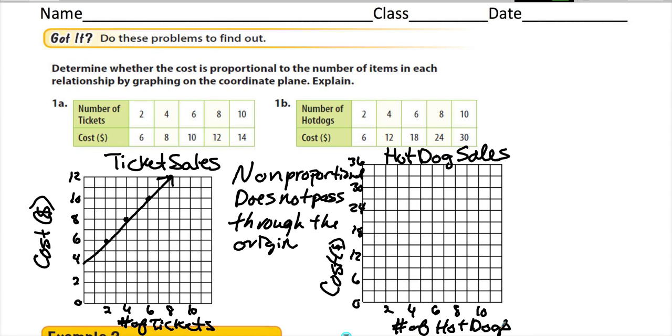So we have 2, 6, 4, 12, 6, 18, 8, 24, and 10, 30. There we go. All right, so we need to connect our dots. And it looks like this time I would end up crossing the origin. So yes, this one will work. So this one is proportional.